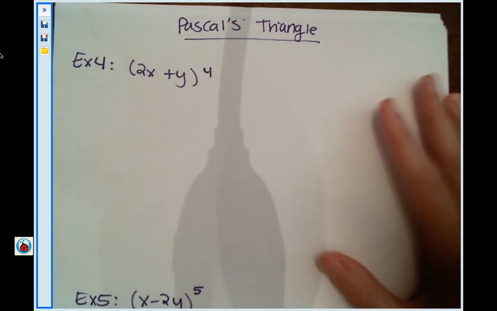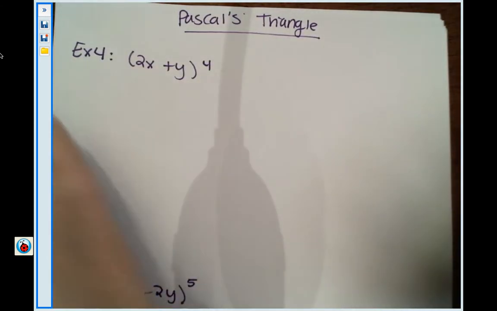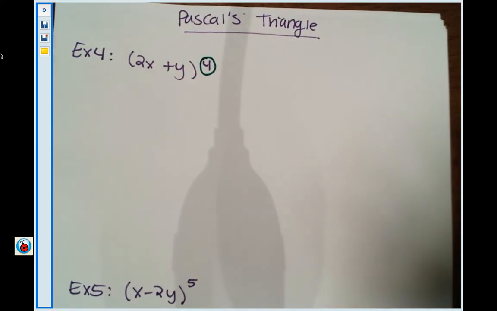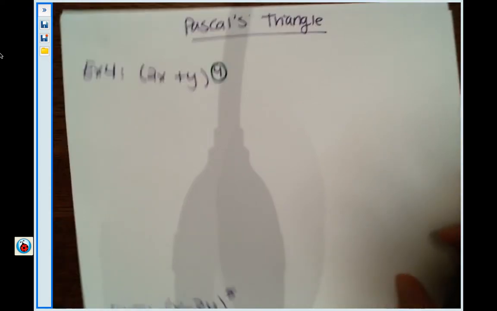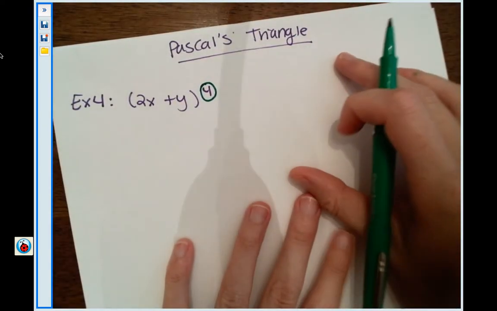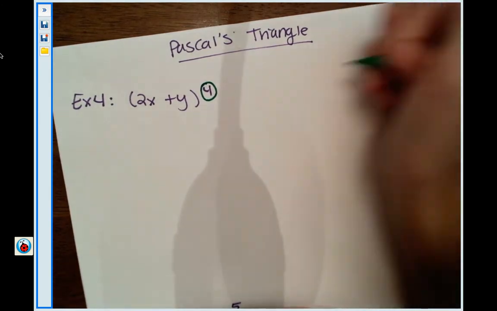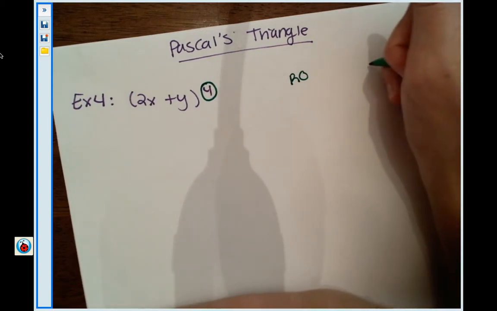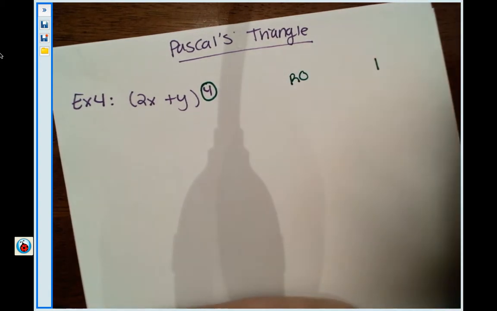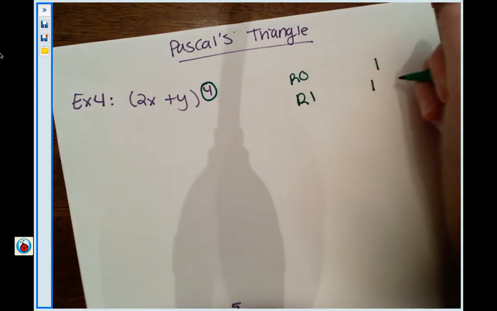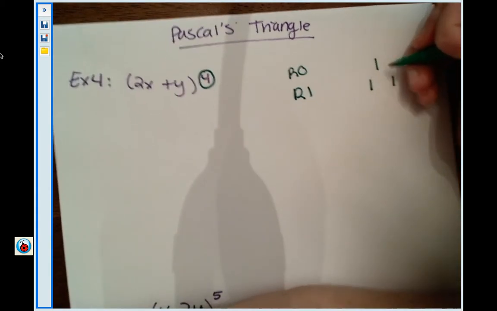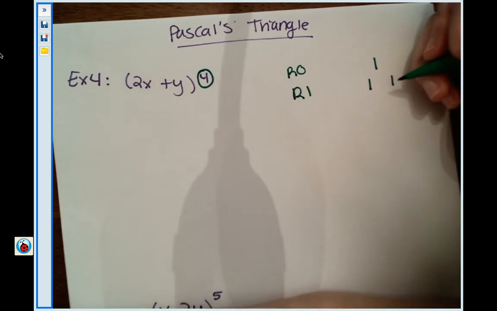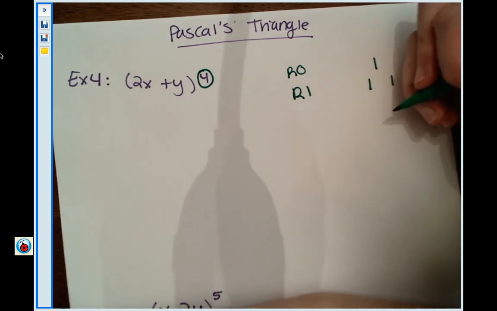So first of all, I'm going to look at the exponent to determine what row of Pascal's triangle I am going to go out to. Okay, so this is 4, which means we're going to go out to row 4 of Pascal's triangle. Now, when we do this, you can kind of derive it on your own. You don't need to memorize it. So our row 0, I'll denote that as R0, is just the 1. All right, now row 1, this is our 1 and our 1. Guys, row 0 and row 1 are the only rows you really have to memorize. Once we get past these, you can kind of derive it.